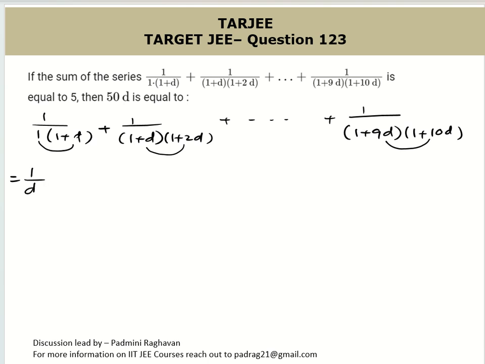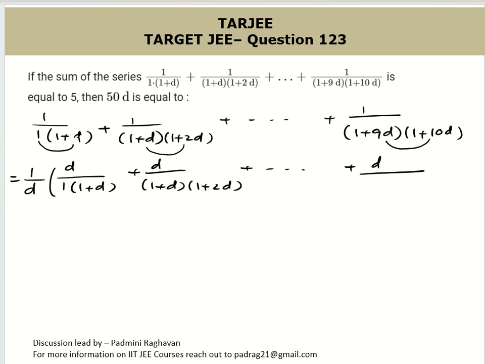So first step is multiply and divide by d. So you get d by 1 into 1 plus d, plus d divided by 1 plus d into 1 plus 2d. The last term is going to be d divided by 1 plus 9d into 1 plus 10d. Now this d can be written as the difference of the denominators.